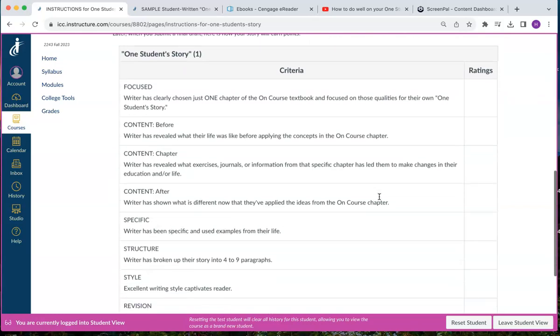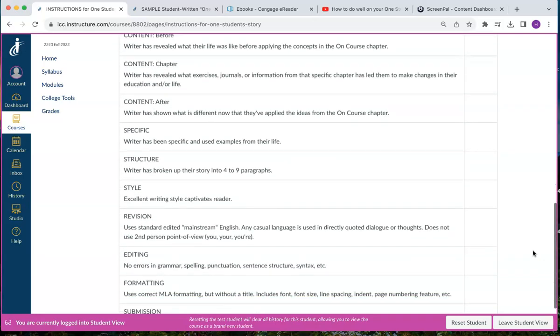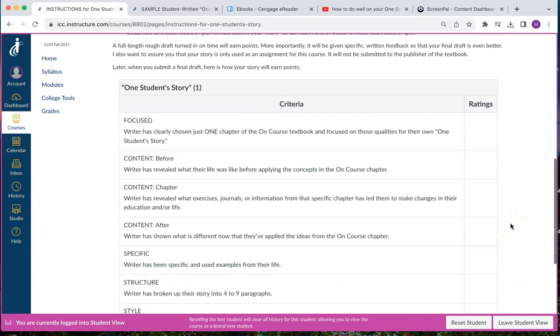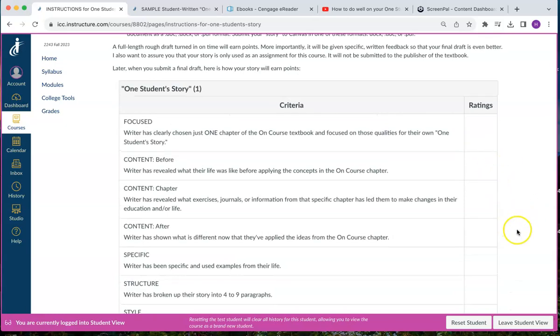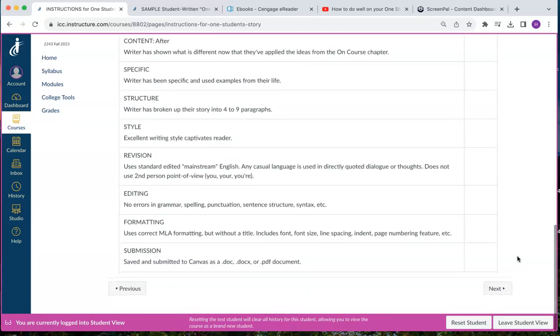As you're glancing down, I also include how your story will actually earn points when it becomes a final draft. And that's what this section is about. It just kind of tells you what's expected. So it's really similar to what's above. As a rough draft, they'll have notes on the side. With a final draft, there will be points on each side. So I wanted to make sure I show you the grading rubric. I never want that to be sort of a surprise for you.